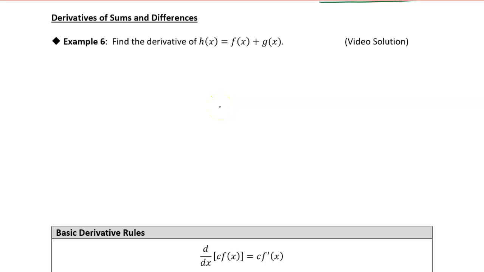All right, so the next thing I'm going to look at is what if we have a function that is a sum of two other functions? How can we find the derivative of that? So again, I'm going to just use the definition of a derivative.